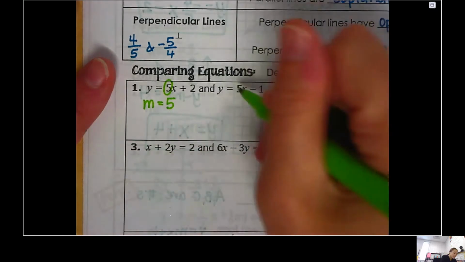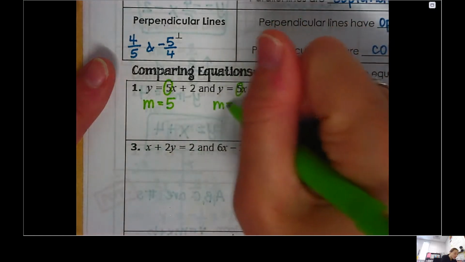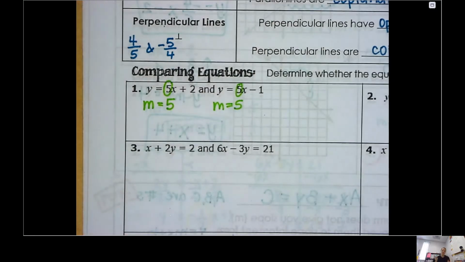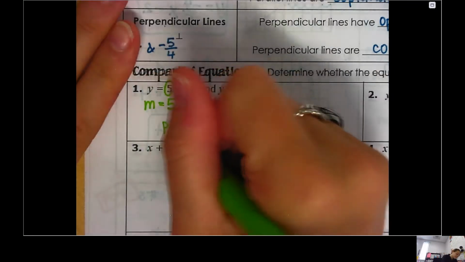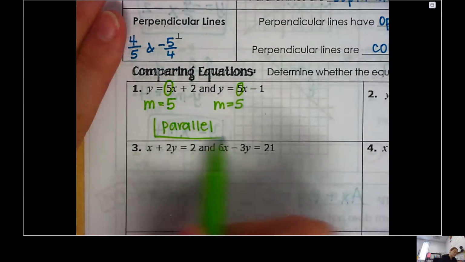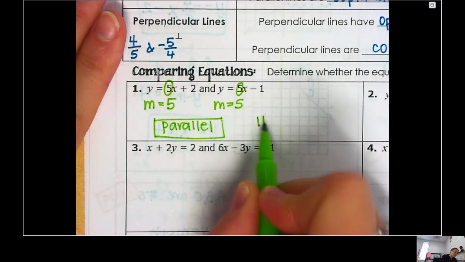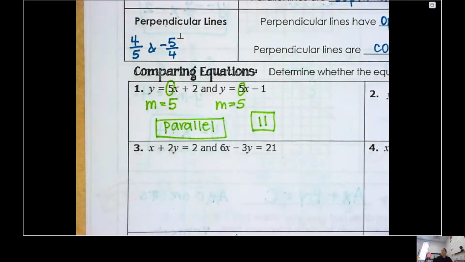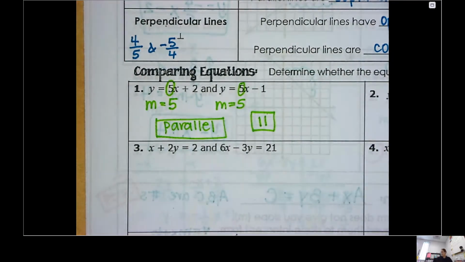5. Okay. Are those slopes the same or are they opposite reciprocals? They're the same. So what kind of lines are these? Parallel lines. If I went to graph them, they would both have the same slope and just never intersect. These are parallel. You can write the word or you can write the sign. I don't care. This is the sign.